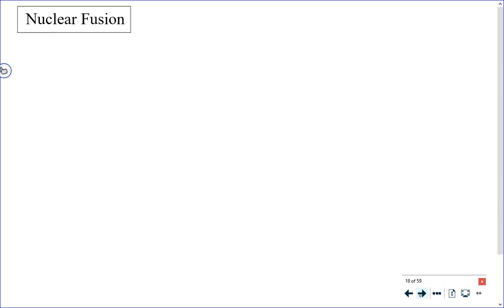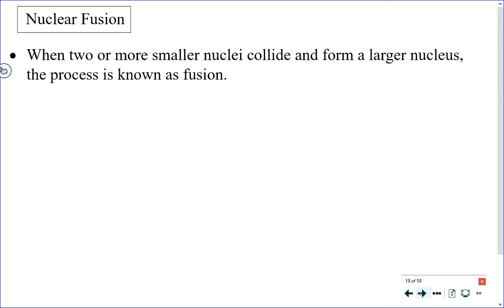So now let's talk about nuclear fusion. In general, fusion is the opposite of fission, but not opposite in every way. So where fission takes a large nucleus and causes it to break apart, fusion takes smaller nuclei and causes them to bond together to form a larger nucleus.